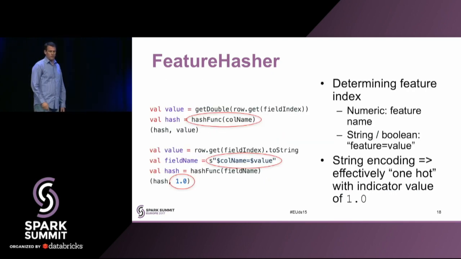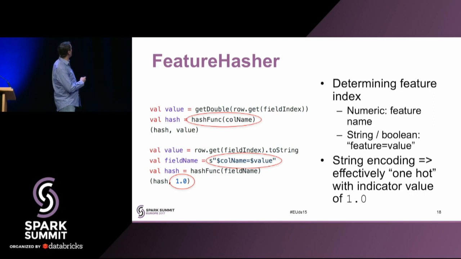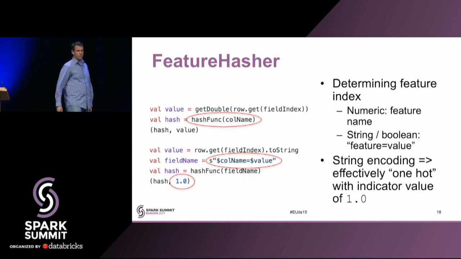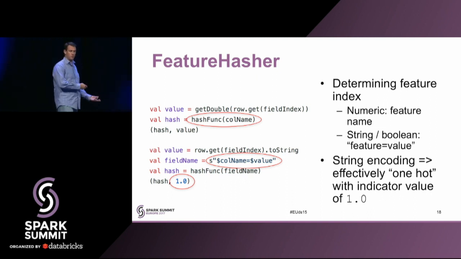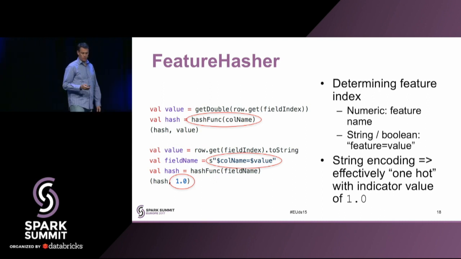The way that the feature indices and values are determined is exactly as we saw before in the intro section. For numeric features, we just use the hash function of the column name to get the raw hash value, and the value is the actual feature value itself. And for categorical features, whether they're Boolean or string, we use the field name, which is the column name, equal to the value. So city equals Dublin, for example, and we use an indicator value of 1. So we're effectively doing one-hot encoding for categorical features.